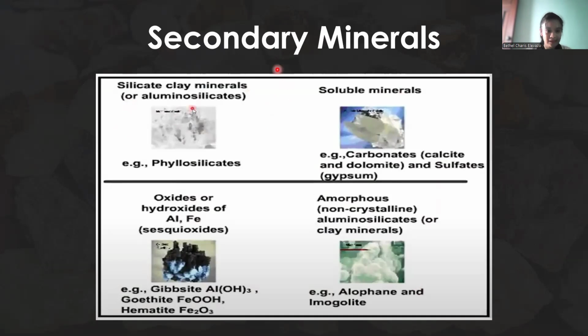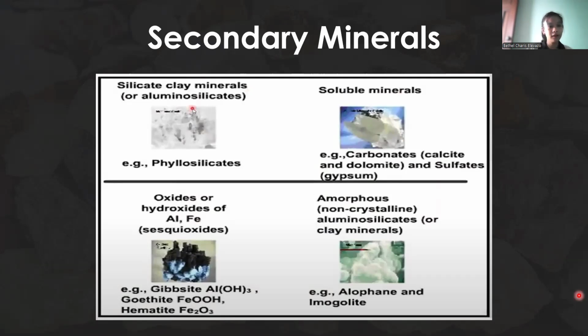So, the first one is silicate clay minerals or yung tinatawag nating aluminosilicates. Okay, anong ibig sabihin yan? So, itong aluminosilicates natin ay, these are groups of minerals that contain silicon, oxygen, and aluminum na na-form during weathering of rocks. And examples of these silicate clay minerals or aluminosilicates are phyllosilicates. Okay. Ito ay klase ng clay minerals katulad na lang ng kaolinite na madalas na-form by the breakdown of feldspar and mica. Okay? Hopefully malinaw. And alam ko medyo nakakalito to, kaya kailangan nyo talagang aralin.